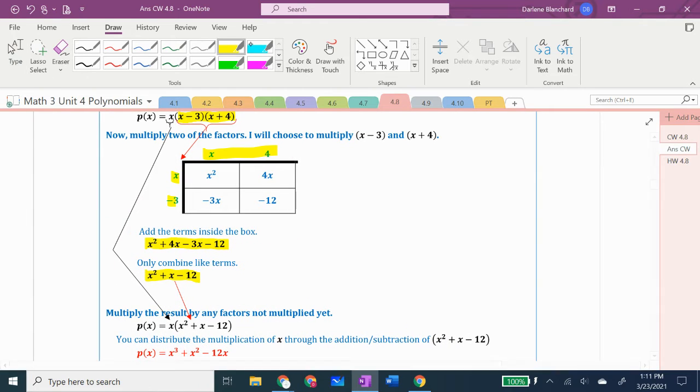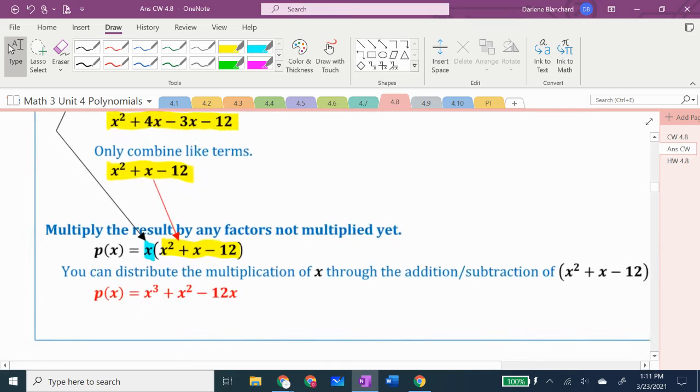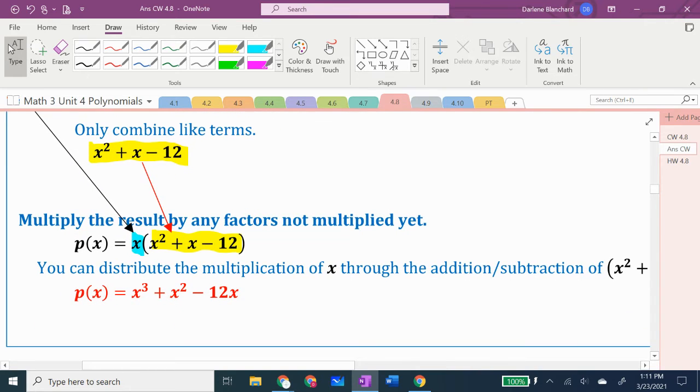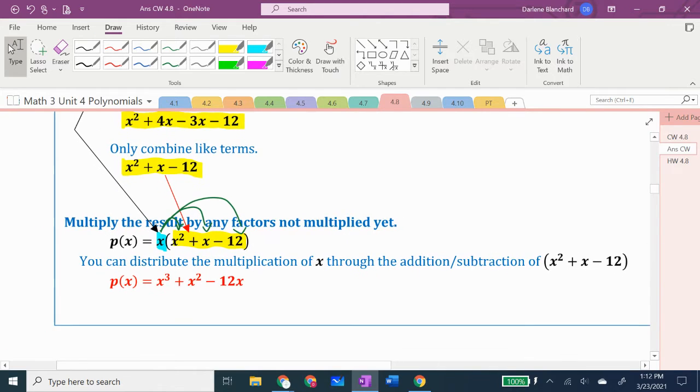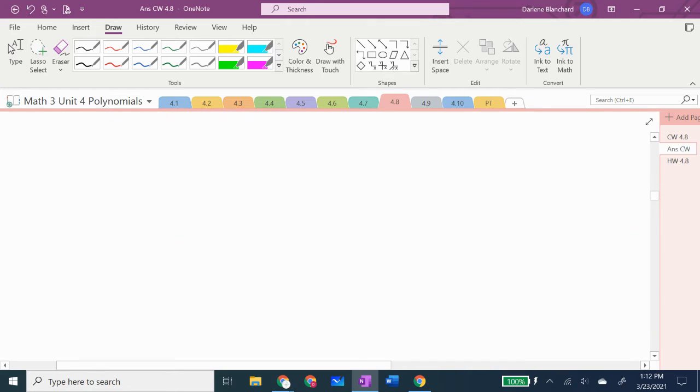We still have x that needs to multiply in. But that you can just distribute through to get x cubed, distribute, distribute, distribute, to get x cubed plus x squared minus 12x. And that is now the finished problem that we were working on.